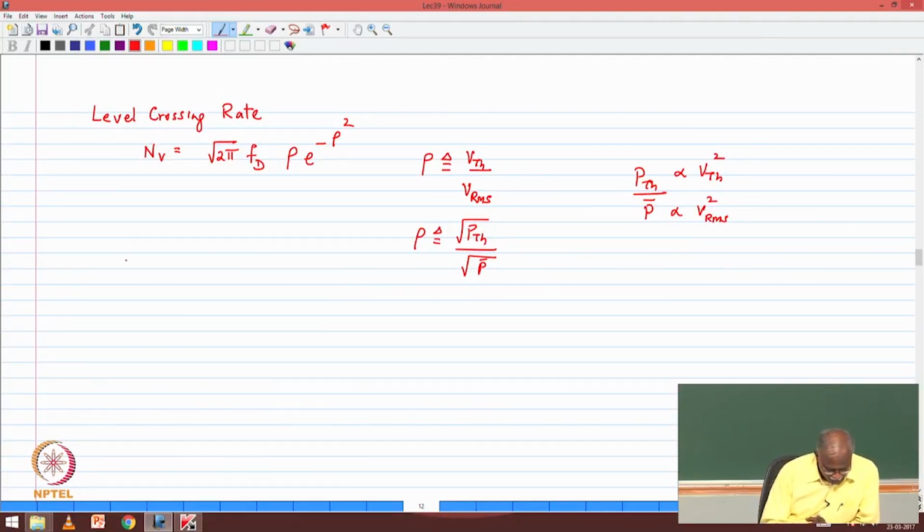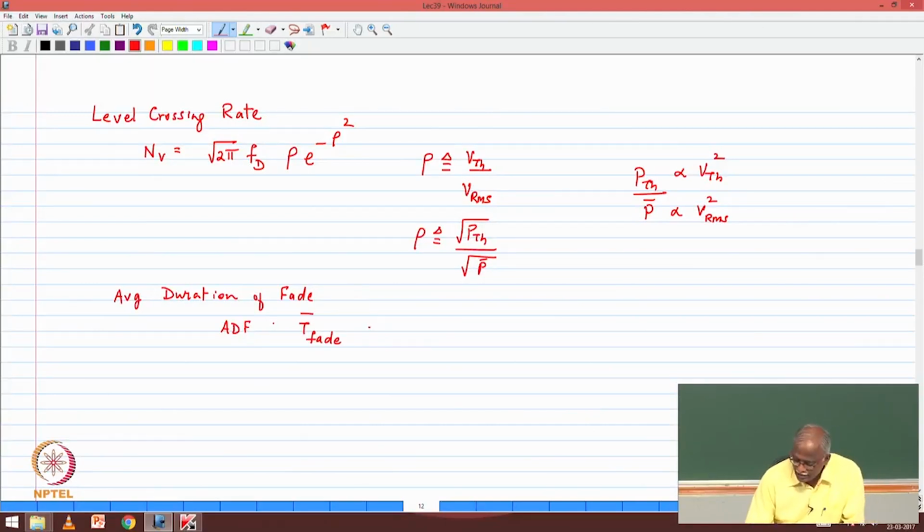Along with the level crossing rate, we also wrote down an expression for the average duration of a fade. This is also a useful indication of how many symbols are likely to be affected if my signal goes into a fade. The average duration of a fade, denoted by ADF, is T_fade bar, given by e power rho squared minus 1 divided by root 2 pi f_D times rho. Again, rho is computed exactly in the same manner as in the previous case.